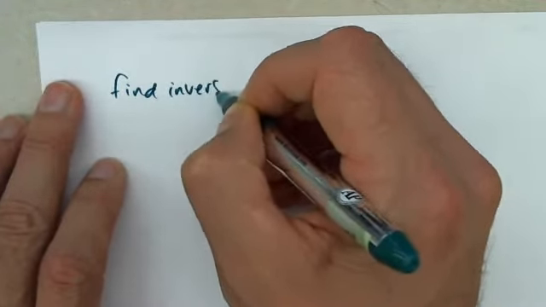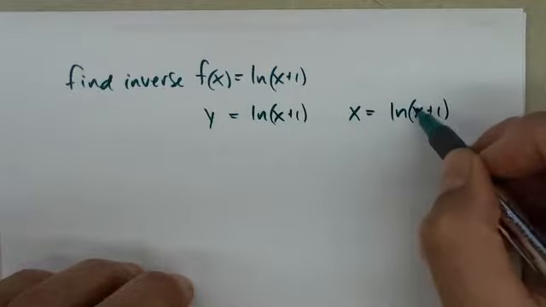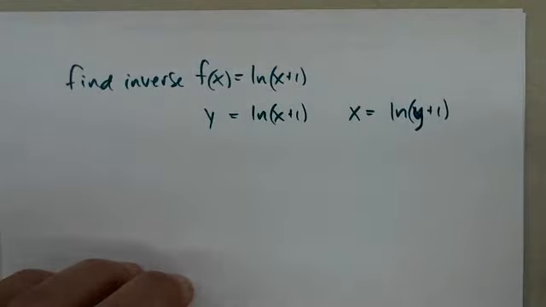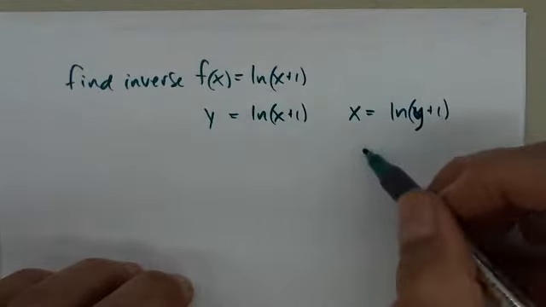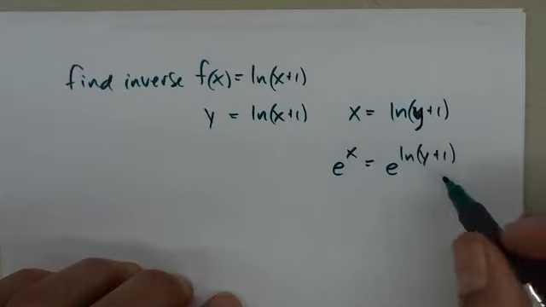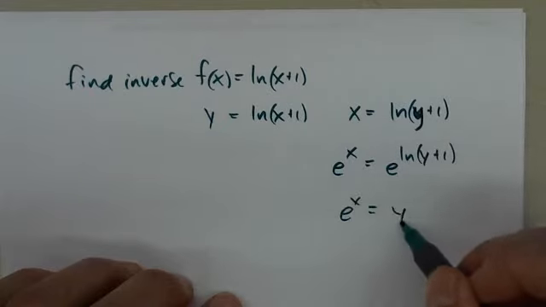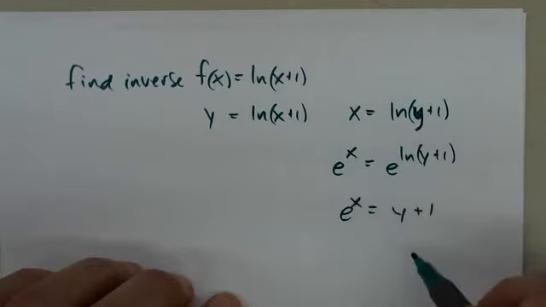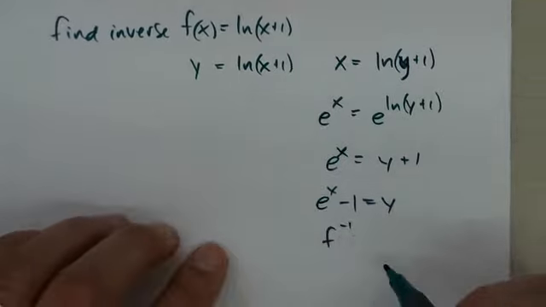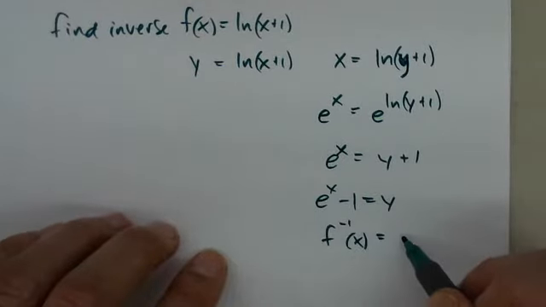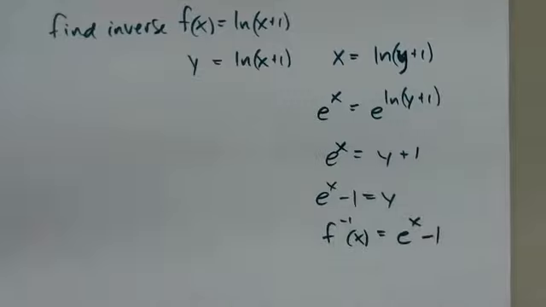Rewrite it with a y, switch the x and the y. And then we will cancel the log by doing base e on both sides, exponentiating base e. So e to the x equals y plus 1. e to the x minus 1 equals y. The inverse of f is e to the x minus 1.